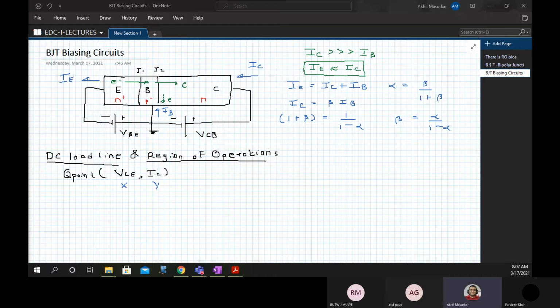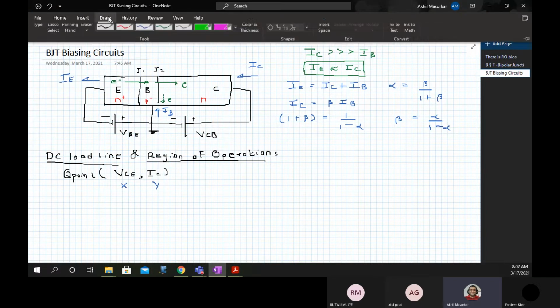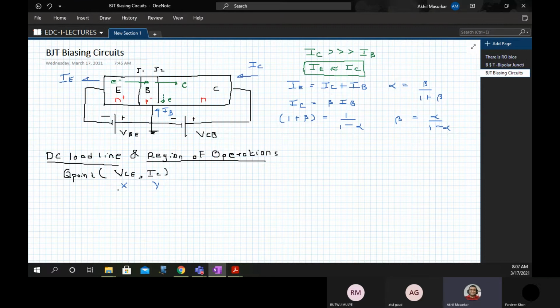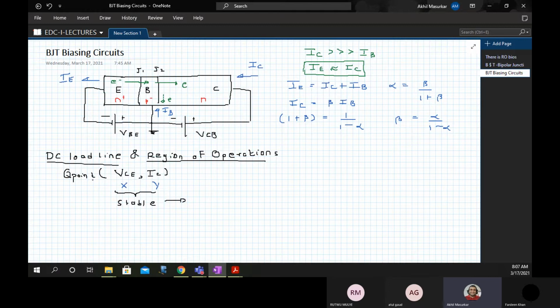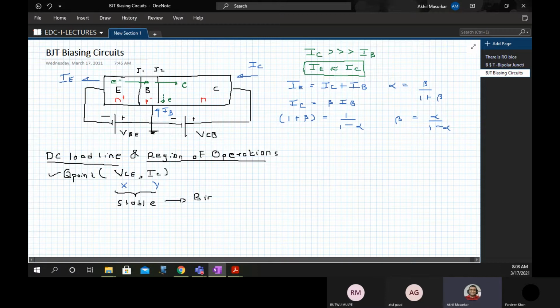So this circuit which gives a very stable Q point is called the biasing circuit. We want these levels to be very stable, and the circuit which provides a stable Q point is called the biasing circuit.